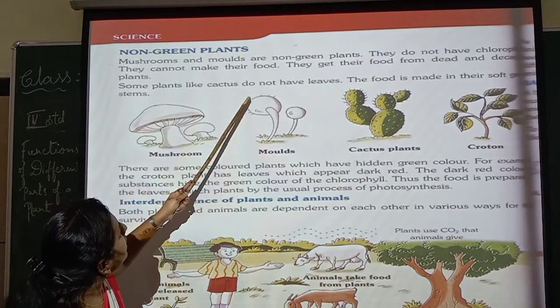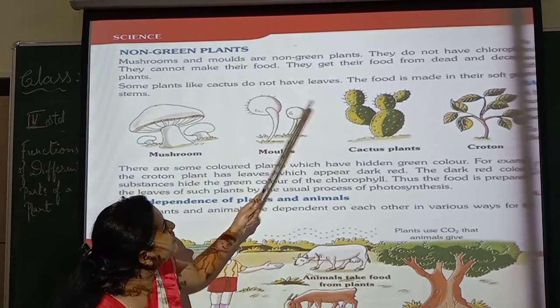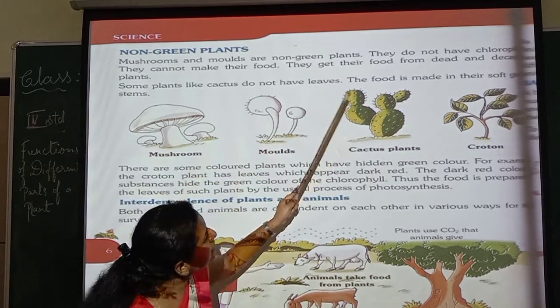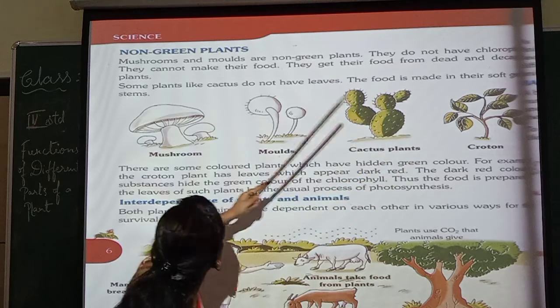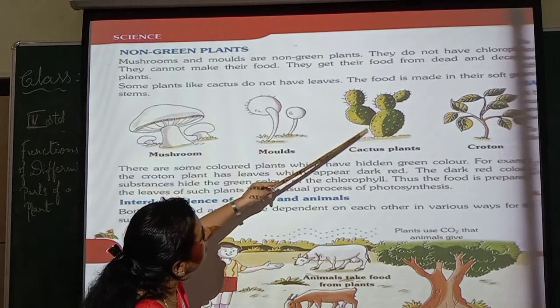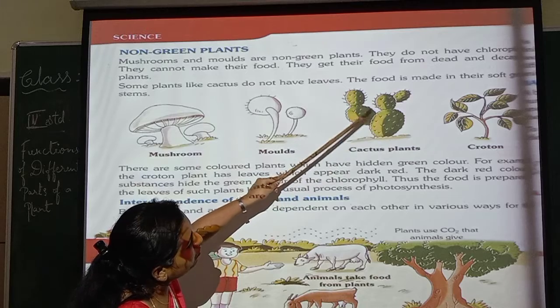Some plants like cactus do not have leaves. These cactus do not have leaves. The food is made in their soft green stem. In this stem, it prepares its own food.